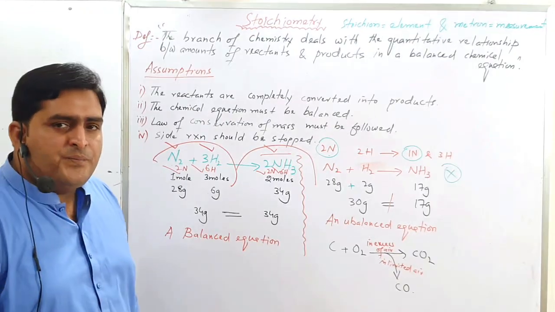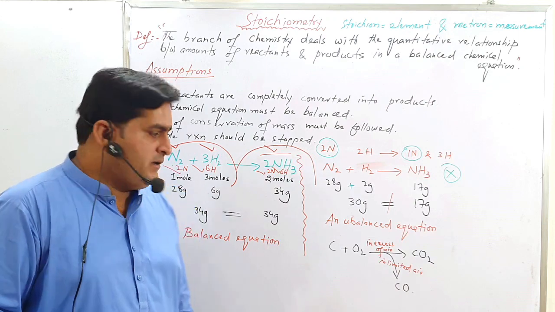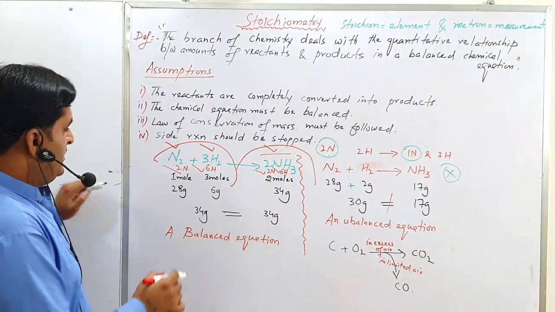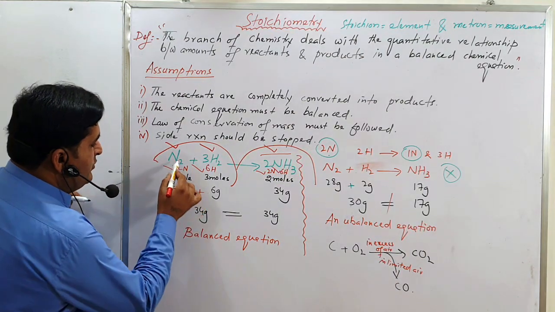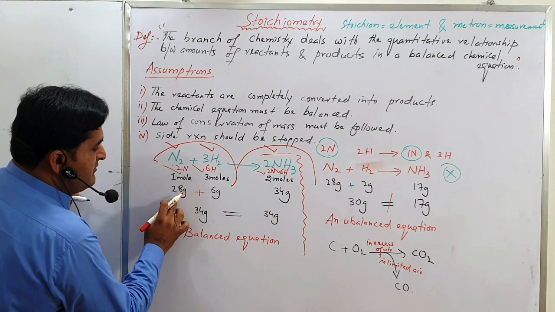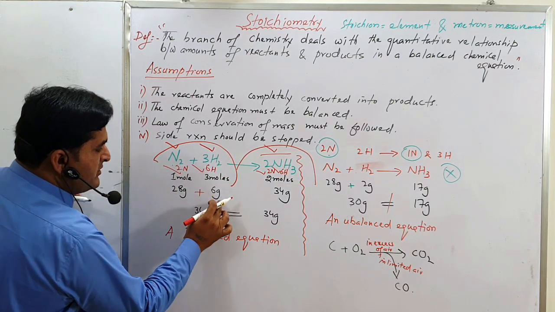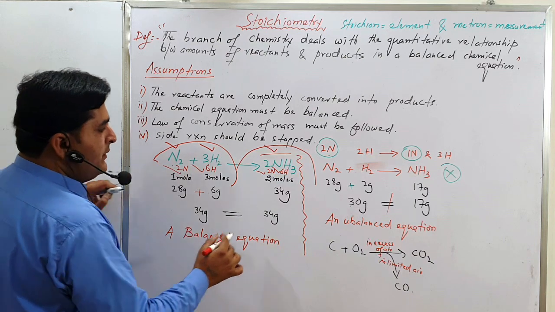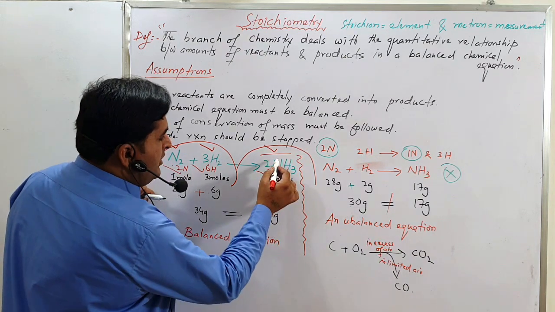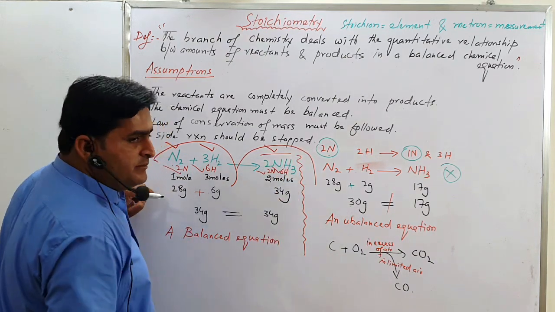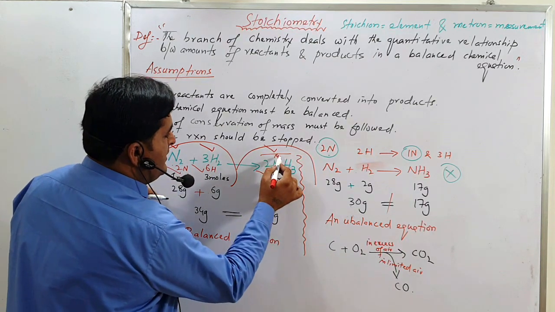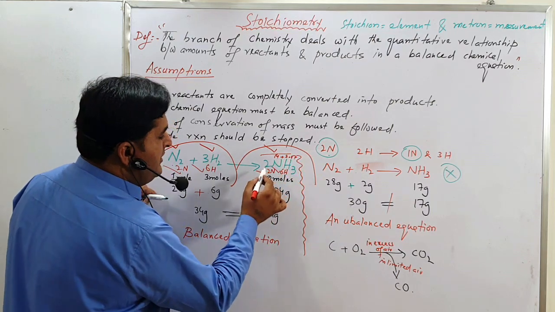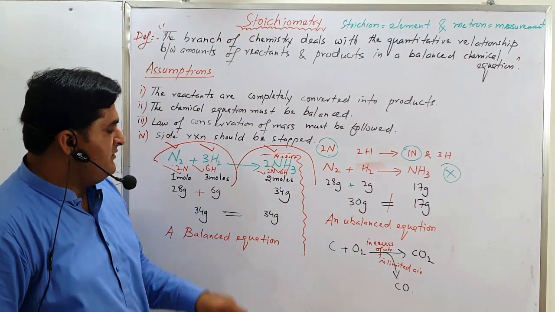Another identification of a balanced equation is that the total masses of reactants and products are always equal. How? 1 mole of nitrogen weighs 28 grams and 3 moles of hydrogen weighs 6 grams. So the total is 28 plus 6, which becomes 34. For 2 moles of ammonia, ammonia weighs 17 grams. How 17 grams? 14 for nitrogen, 3 for hydrogen, exactly 17. 1 mole of ammonia weighs 17, so there are 2 moles, so the total mass will be 34.